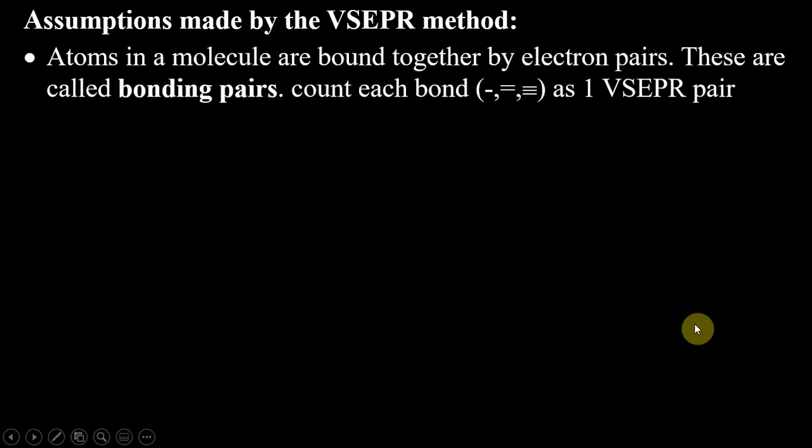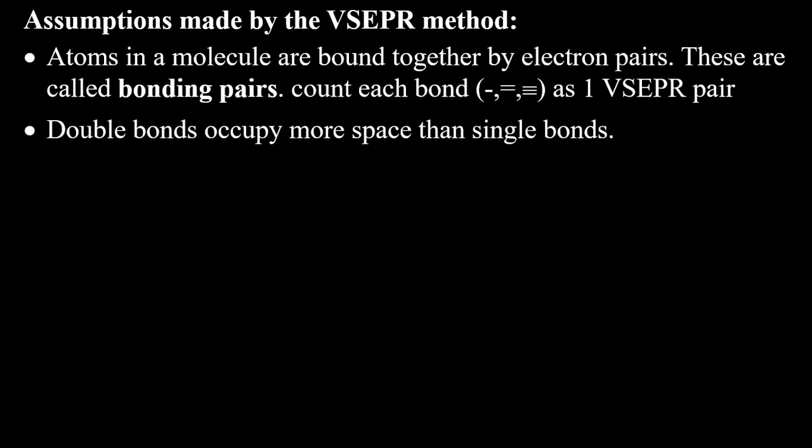The assumptions that are made by the VSEPR theory are as follows. First of all, atoms in a molecule are bound together by electron pairs. These are called bonding pairs. Now, single, double, and triple bonds, even though double and triple bonds have more pairs of electrons creating the bonds, are considered a single VSEPR pair. Double bonds occupy more space than single bonds. Triple bonds occupy even more space than double or single bonds.